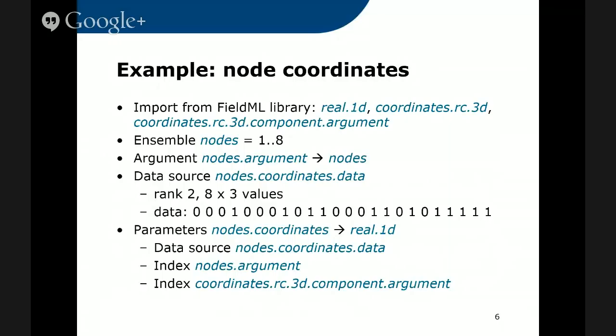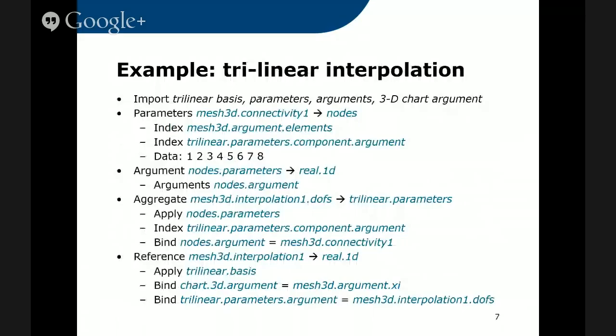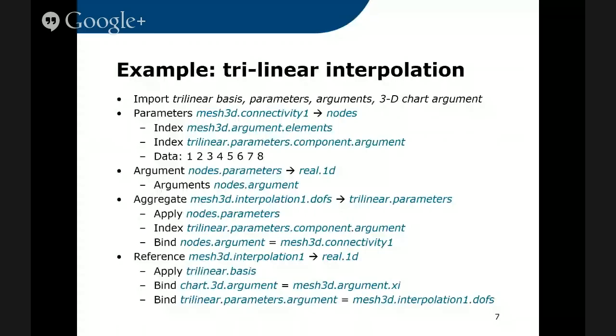So I won't do too much of this stuff, but just a quick look over. How do I do some of the more advanced things? I want to do the trilinear interpolation over a cube. I have to import trilinear basis parameters and arguments, all these things defined in the library. I need to define the connectivity of my mesh. So I haven't defined the mesh here, but suppose I have a mesh defined called mesh3D. I'm defining a parameter set called mesh3D connectivity 1 that gives me nodes. It's indexed by which element pattern and which trilinear component in it. So there's eight nodes listed for each element. So this is just a standard local to global map that's used in the finite element representation. So it's very easy for a cube, 1 to 8.